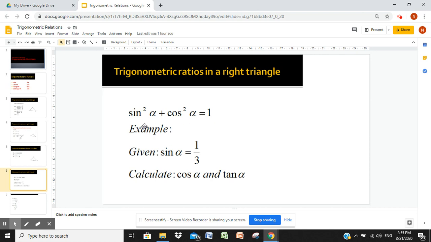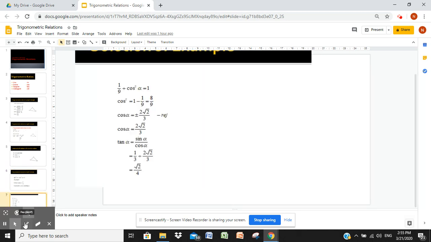Now we are going to examine an example. If we are given that sine alpha is 1 over 3, we can use this formula to calculate the cosine and the tangent. So we have the sine is 1 over 3. So we replace the sine here. The sine squared is 1 over 9 plus cosine squared is equal to 1.